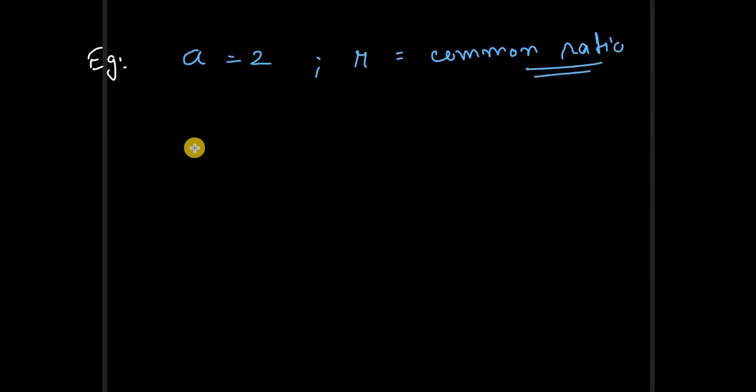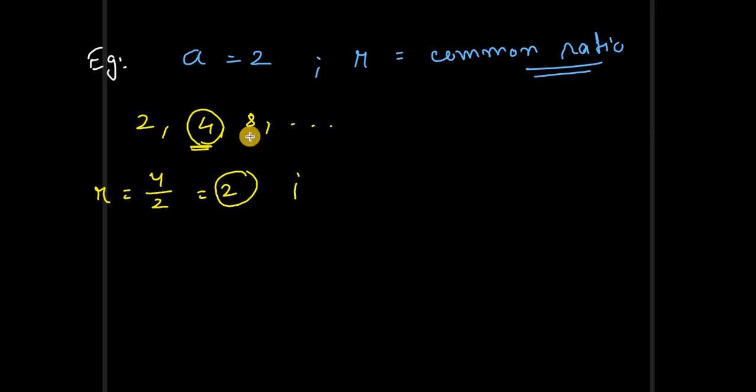So let's take a sequence first. Let's say 2, 4, 8 and so on. So this is a sequence. How can we find r from the sequence? Simply we will divide 4 by 2, and we get the common ratio. Again we can do it with the third and second terms as well, that is, r can be found by a3 by a2, that is 8 by 4, and we'll get the same thing, that is 2. So this is a geometric sequence, a geometric progression.